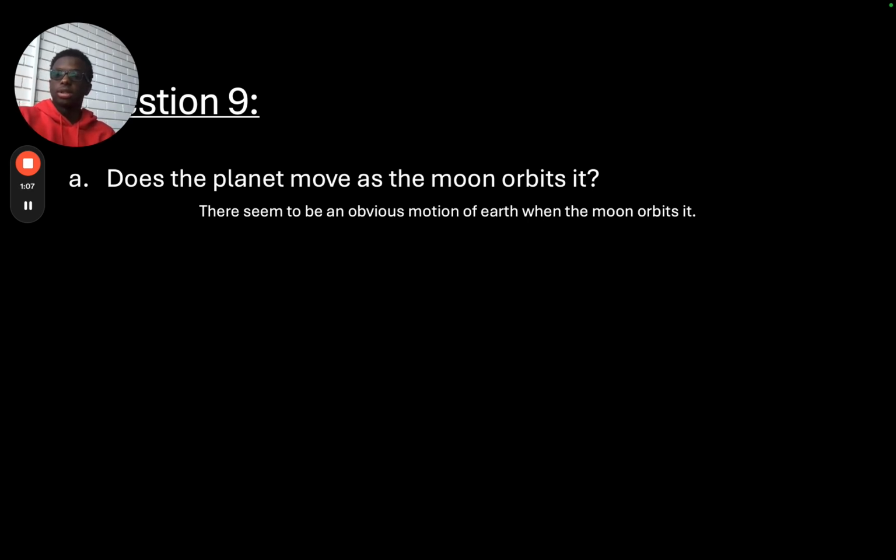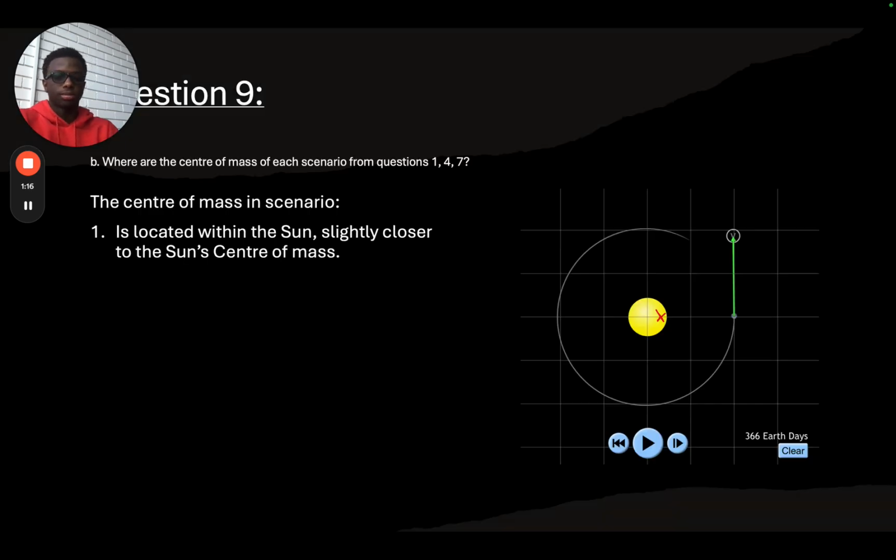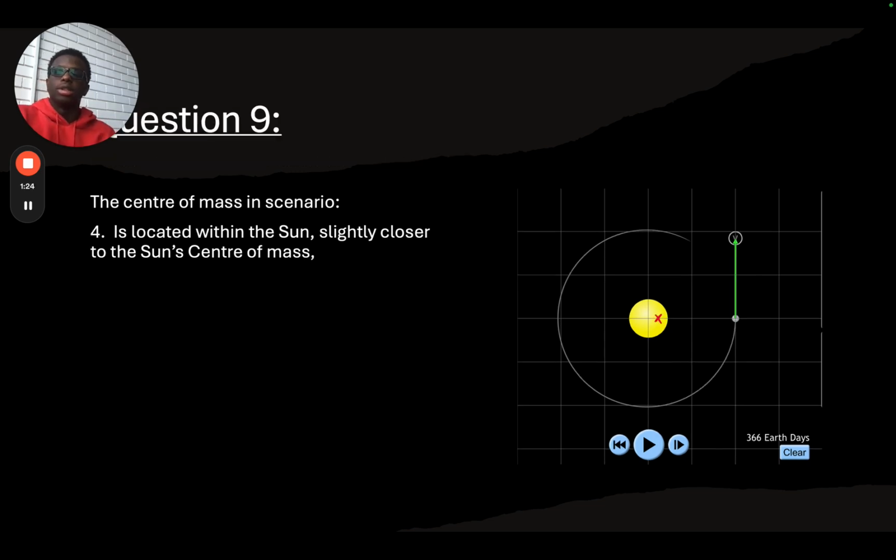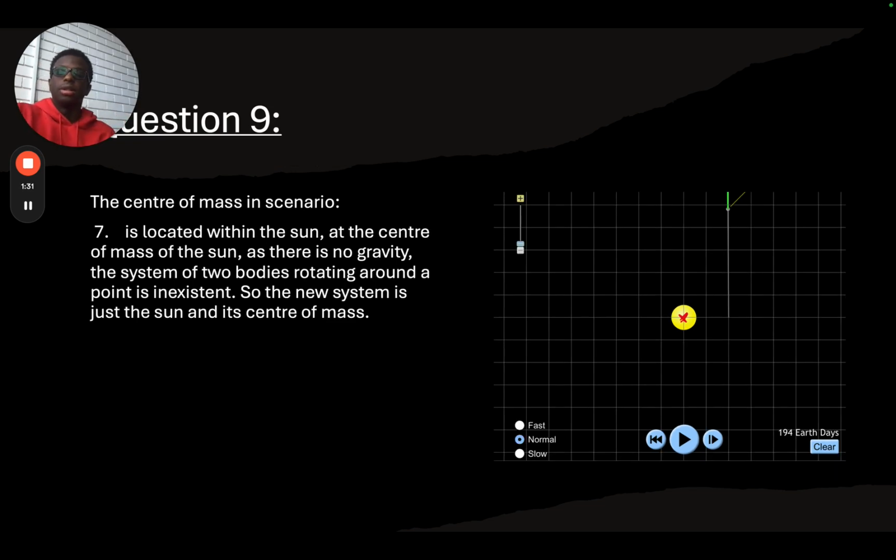Question 9A. There seems to be an obvious motion of the Earth oscillating at one point around its edge as the moon orbits it. And then the center of mass in scenario 1 is located within the sun, slightly closer to the sun's center of mass. And the center of mass in scenario 4 is located within the sun, slightly closer to the center of mass of the sun. And the last one, the center of mass in scenario 7 is located within the sun, at the center of mass of the sun.